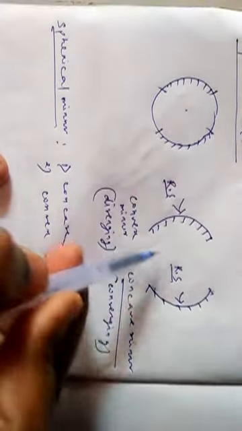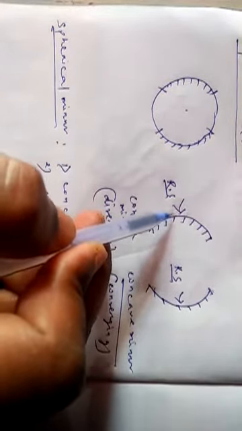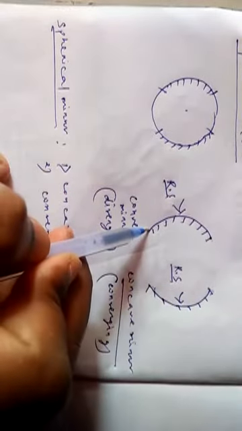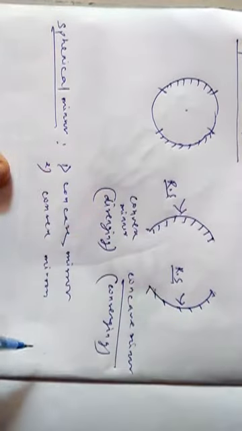And what is convex mirror? Convex mirror is a spherical mirror which, if you see from the reflecting side, bulges at the center and is depressed at the edges. Depression takes place at the edges and it bulges at the center.